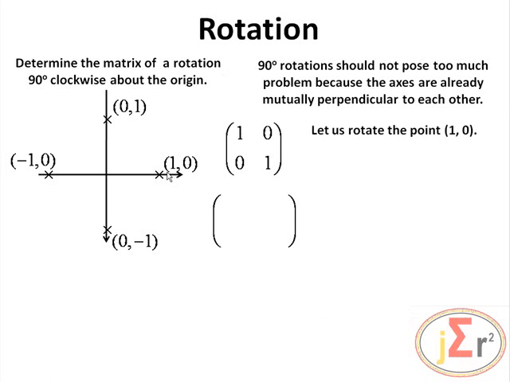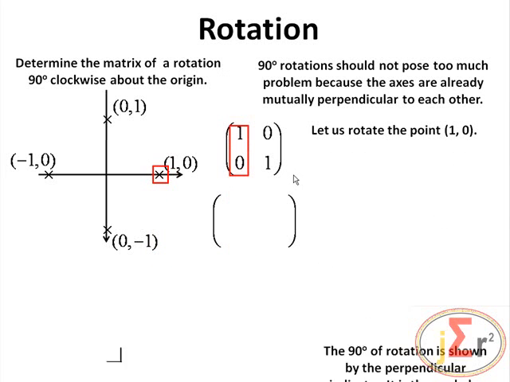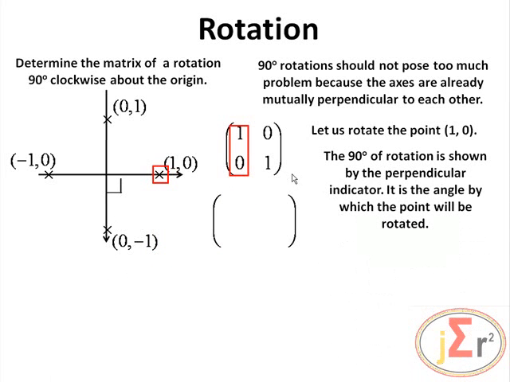So let us rotate the point 1, 0. That's our point. The 90 degrees of rotation is shown by the perpendicular indicator. It is the angle by which the point will be rotated. So this is our indicator, 90 degrees. So this is the angle of rotation. So we are going to go like that. Right there. Rotation. Right there. So the image of 1, 0 is 0, negative 1.